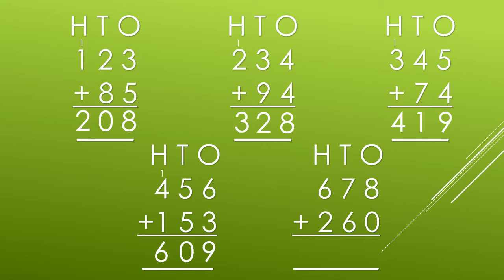Next example is 678 plus 260. Add the ones. 8 plus 0 equals 8. Write 8 under ones. Now add the tens. 7 plus 6 equals 13. 13 tens means 100 plus 3 tens. So write 3 under tens and carry 1 forward to hundreds. So 1 plus 6 plus 2 equals 9. Write 9 under hundreds. So 678 plus 260 equals 938.